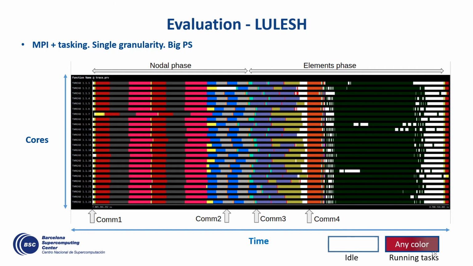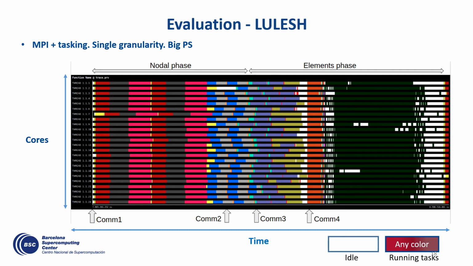In the slide, we can see an execution trace of LULESH. In the y-axis, we have different cores used in the execution, and the x-axis shows the time. The trace shows what each core is doing at any moment. White color means the core is idle, while any other color means it is running a task. Each color represents a different task type. On top of the trace, we can see 2 arrows specifying the different phases of the application. Also, at the bottom, we have 4 different arrows specifying where the communications are.